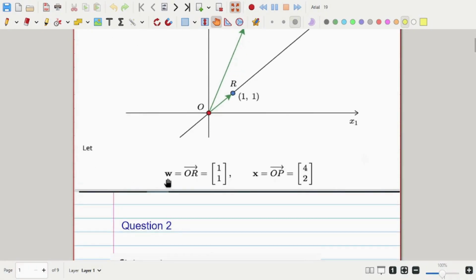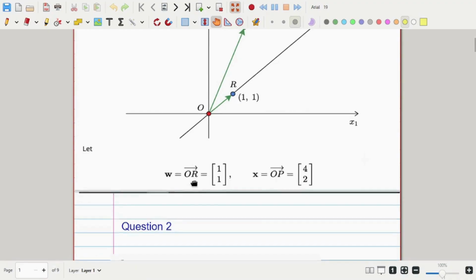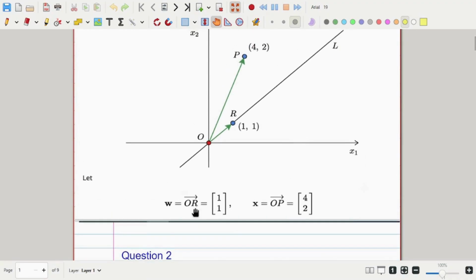Let W be the OR vector, a column vector with first entry 1 and second entry 1. OR means W vector. X is equal to the OP vector, and it is a column vector with first entry 4 and second entry 2. This OP is our X vector. Again I am repeating, OR means W vector and OP means X vector.